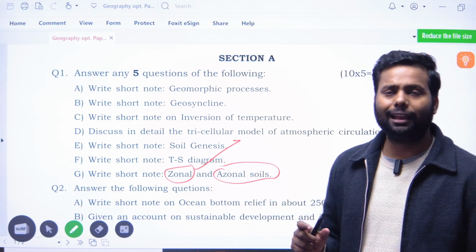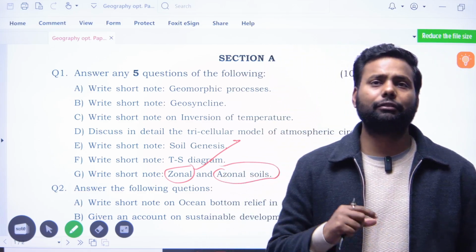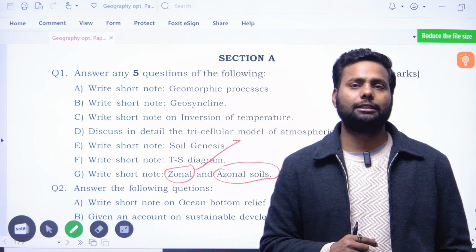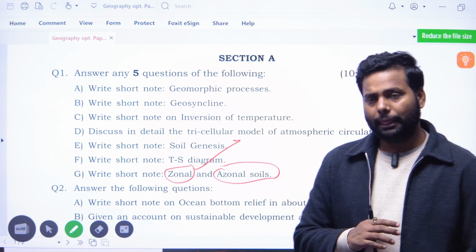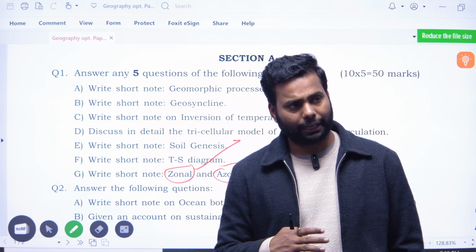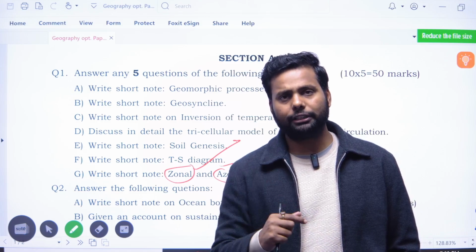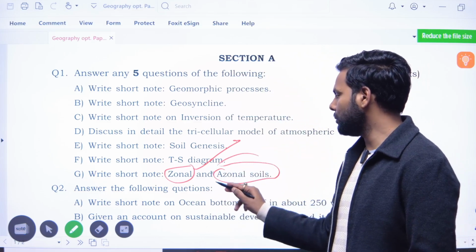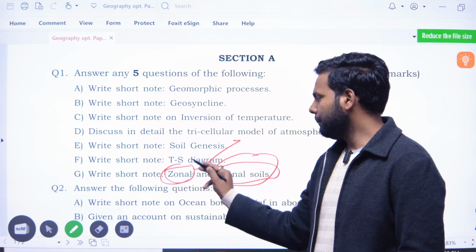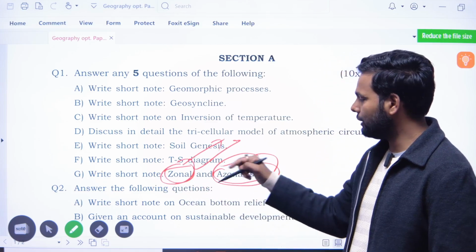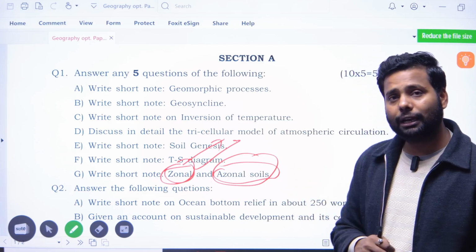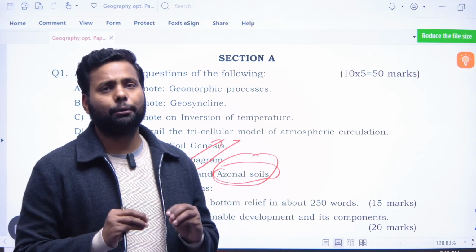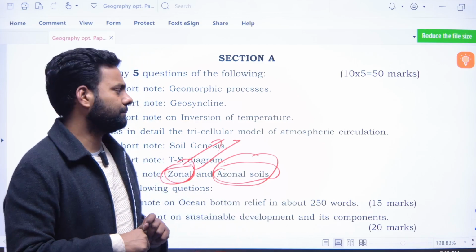Zonal soils are the soils which are found in a fixed latitude, and the soils which are not necessarily found in a particular latitude are known as azonal soils. So you have to simply mention podzol and pedalfer as zonal soils, and the azonal soils include chernozem and chestnut soils. You have to simply put this down in your answer.